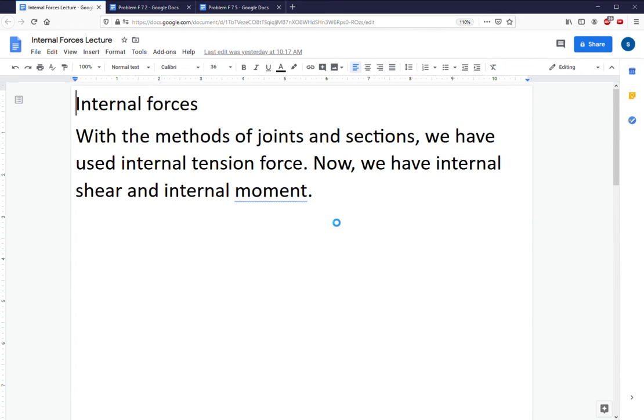For the past few weeks, we've been operating under the assumption that beams have an internal tension force, and that internal tension force will act on anything that beam is connected to. In particular, especially when looking at the method of sections, if we were to mentally cut a beam, that beam would become two beams, each acting on the other with this internal tension force. For this week, we are going to expand this repertoire of internal forces to include internal shear and internal moment.